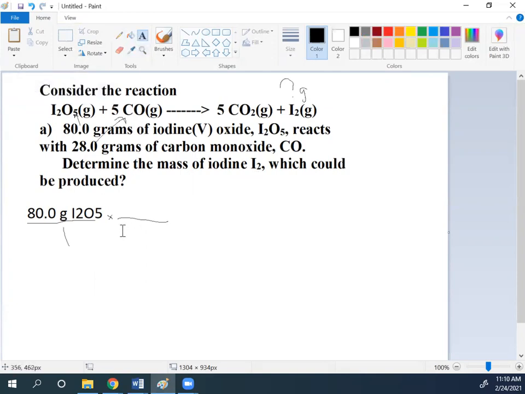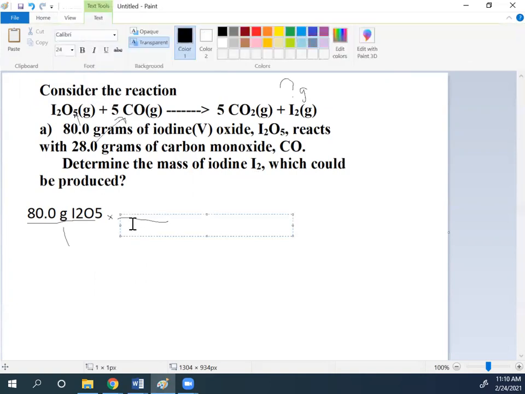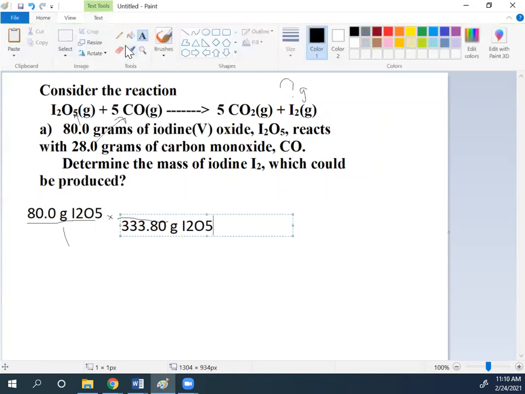So, anybody got the molar mass of I2O5 for me? 333.805, is that right? What's iodine's atomic mass? So you have the wrong number of decimals, is my point there. So it'd be 333.80 grams I2O5. We missed a lot on some of the homework. For the most part, if you've been missing things on your homework, it's because of significant figures.